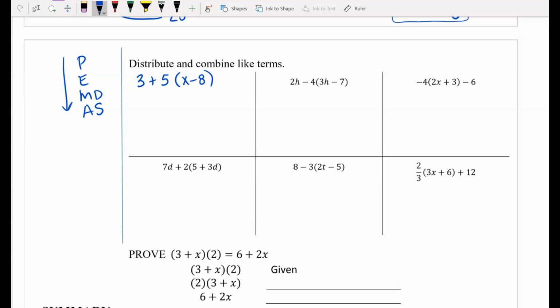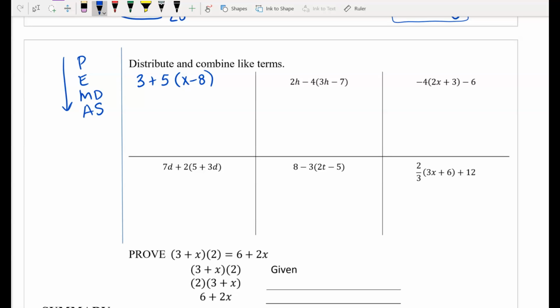Flip your paper over and let's look at some examples that require a little more work because they have more stuff going on. We need to distribute and combine like terms. But as we're doing this, we have to remember our order of operations. The order of operations, the PEMDAS, says start with parentheses or any kind of grouping you have. But if I look at my group, I can't simplify x minus 8 anymore. So I have to go down the list.